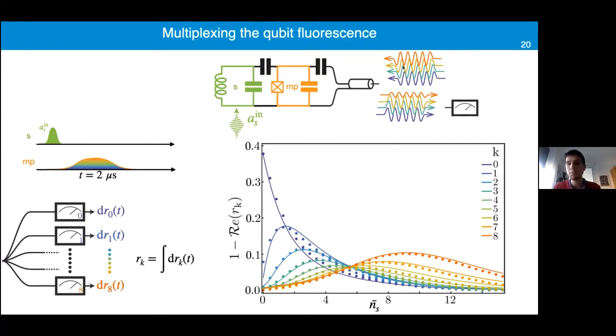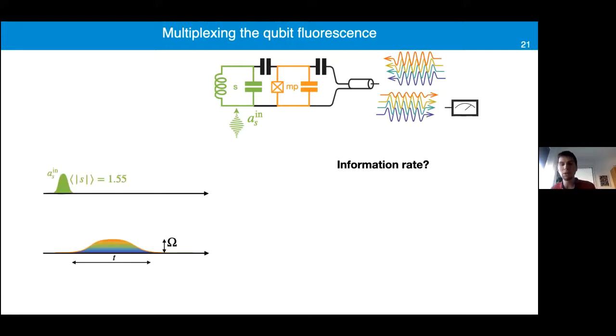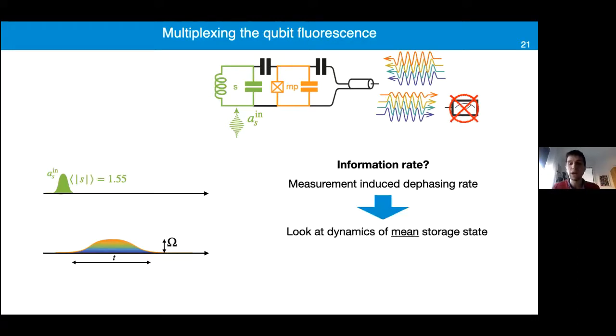tune is the amplitude of the frequency comb. But in order to find the optimal amplitude, you need to have access to the rate at which you extract the information outside of the system. In other words, you want to measure the measurement-induced dephasing rate of the storage. And so for that, we forget about the multiplex measurement, and we look at the dynamics of the mean storage state.